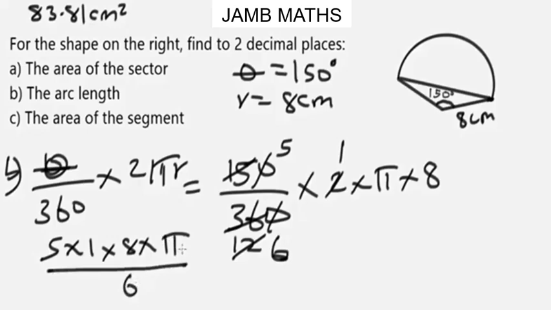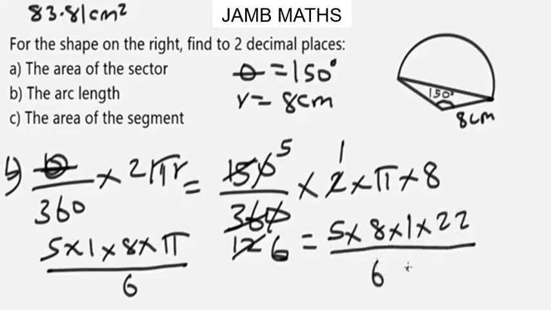Now let's break down pi. Let's use the constant value of pi because we're not going to leave our answer in pi. So it's going to give us 5 times 8 times 1 times 22 over 6 times 7. Let me punch everything together in my calculator and see what's going to give me.